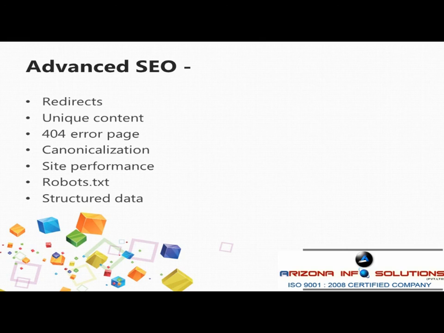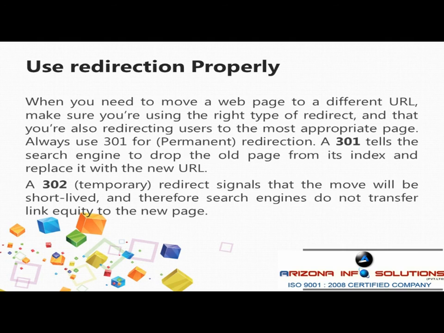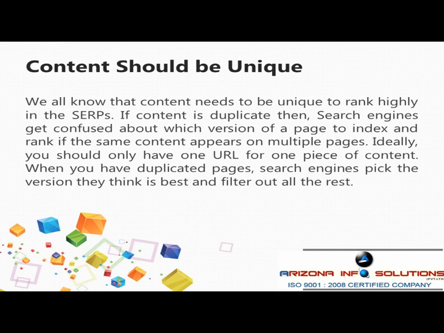Advanced SEO: redirects, unique content, 404 error page, canonicalization, site performance, Robots.txt, structured data. Use redirection properly. When you need to move a web page to a different URL, make sure you're using the right type of redirect, and that you're also redirecting users to the most appropriate page.